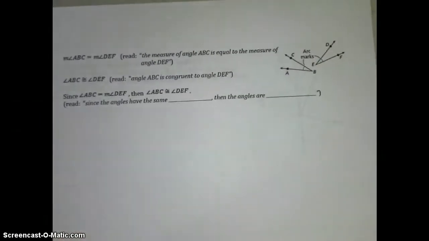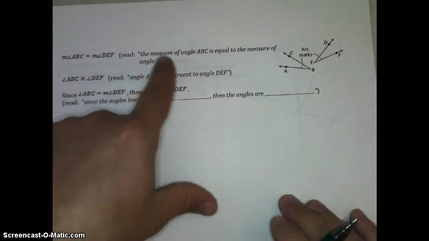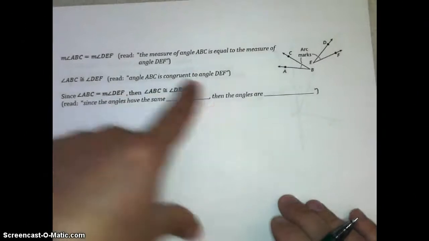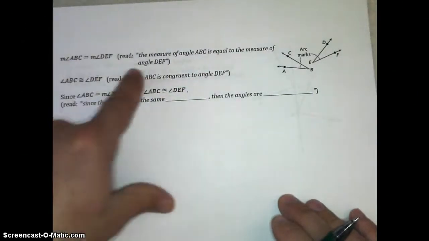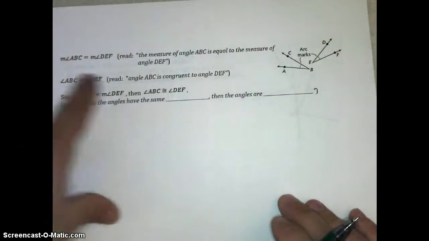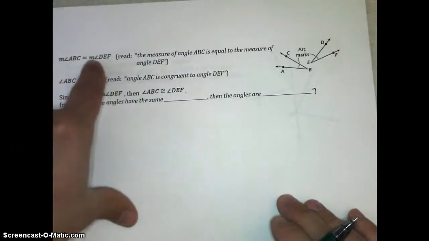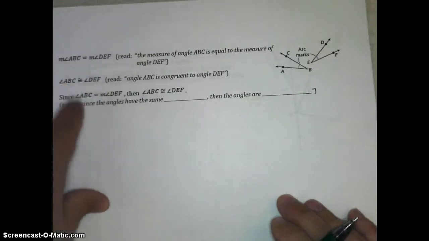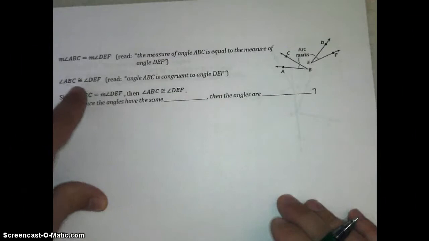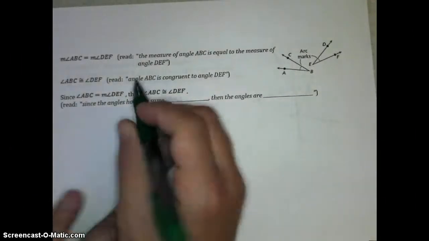Alright, when we look at angles that have equal measures, we would say the measure of angle ABC is equal to the measure of angle DEF, and this little m before the angle symbol is how we would read the measure of angle ABC, and the measure of angle DEF. If I don't have the measure symbol, I'm talking about the angles themselves, not their value. I say that they are congruent. If two angles have the same measure, then they are congruent. And so that's how we fill that in.